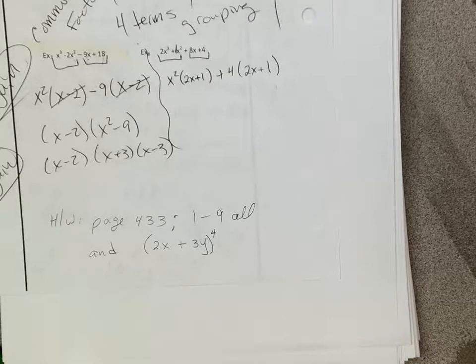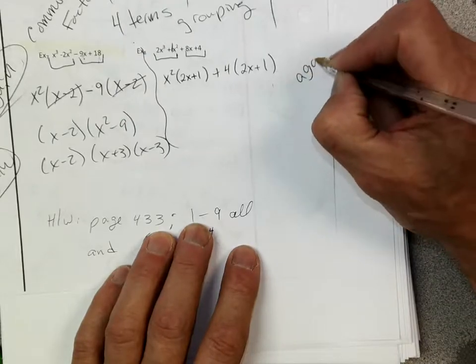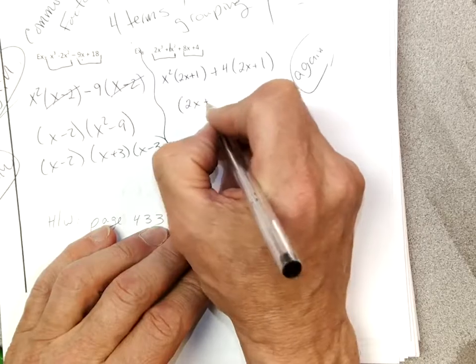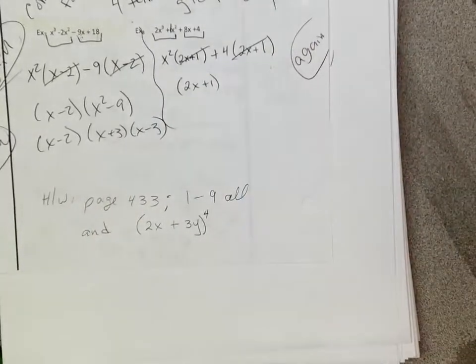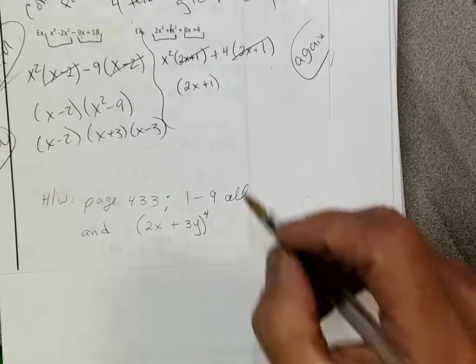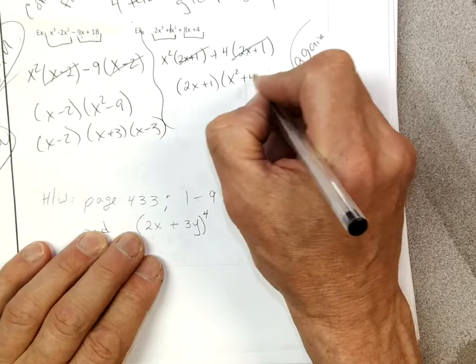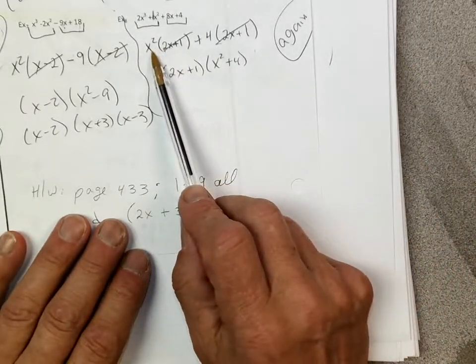Okay, let's do it again. What can we do next? They have a 2x plus 1 in common, and I like to cross them off so I know that they've been pulled out, and what's left over? x squared plus 4. Do you see what's left over is the x squared plus 4.